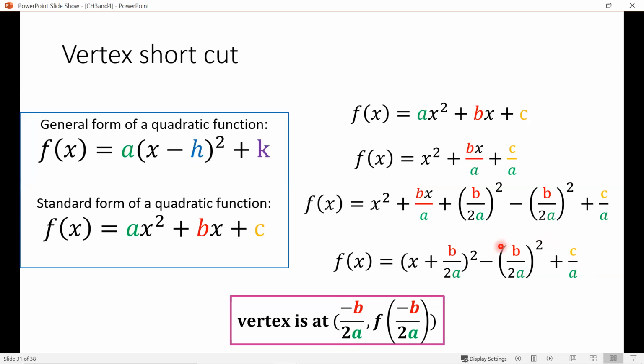Technically, our y coordinate is all this stuff here, but a lot of times, instead of plugging in the b, a, and c and all this stuff, it's actually easier to just figure out your x coordinate, -b over 2a, and then plug that into your function. And that will be where your vertex is if you want to calculate the vertex without completing the square to graph.